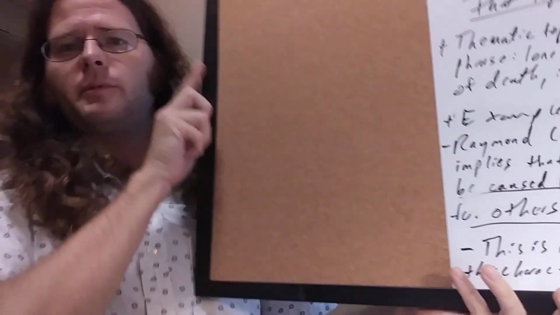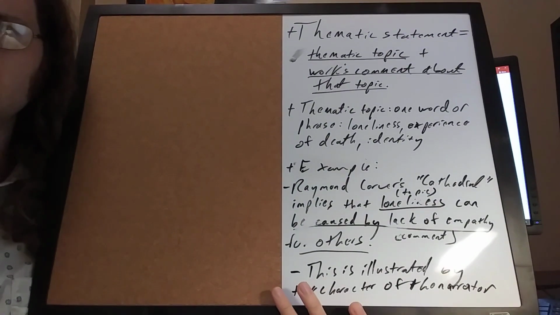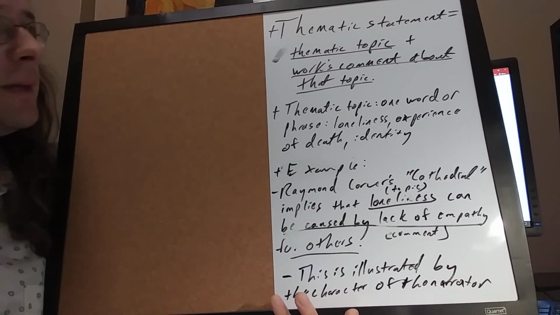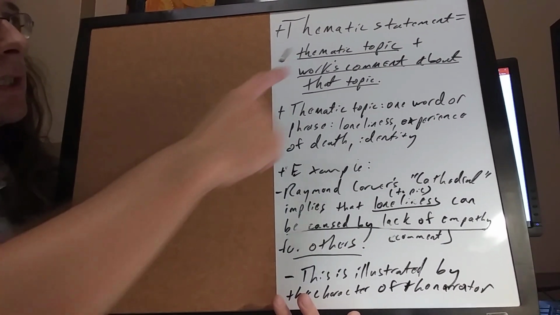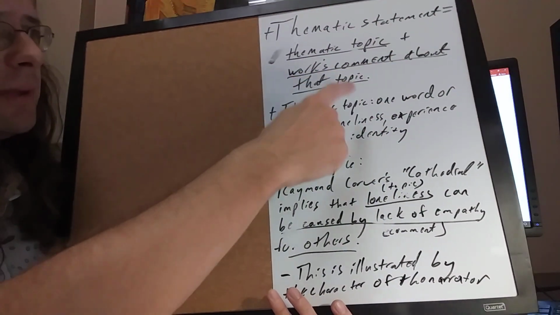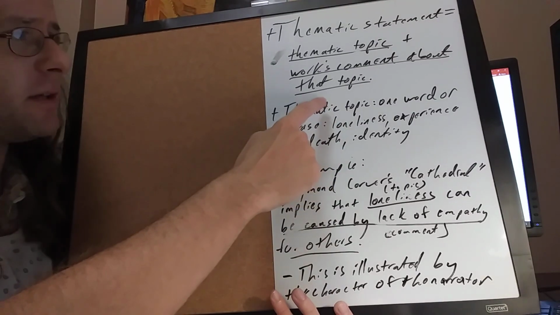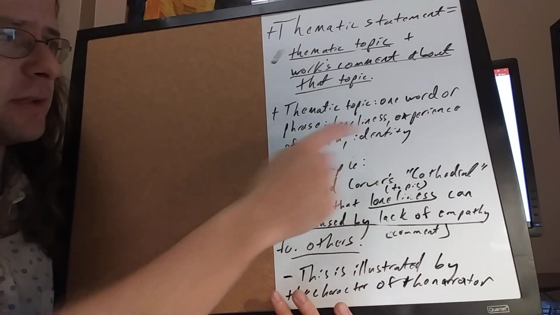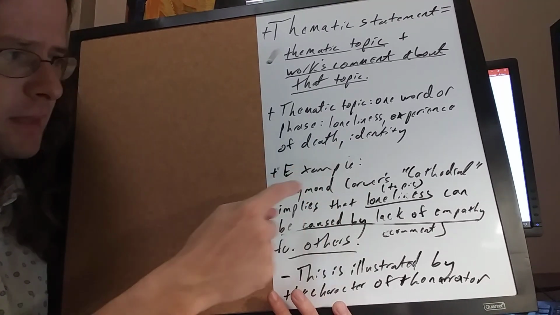To show you, I developed one of these. Okay? Up here, I have the formula for developing thematic statements. A thematic statement equals thematic topic plus the work's comment about that topic. As it says here, the thematic topic is a one word or phrase, such as loneliness or the experience of death or identity.